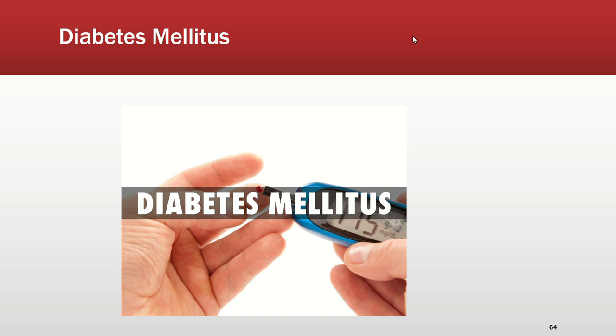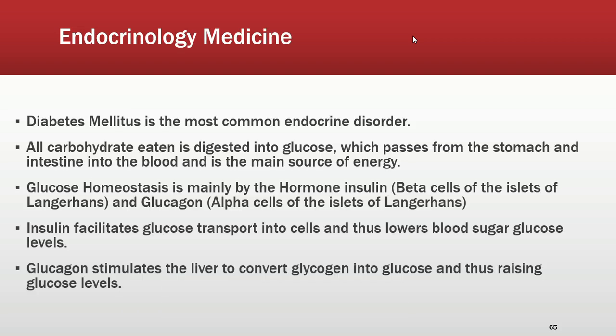Now, the normal is up to 100. That's what we call normal, between 90 to 100, 105, 110. It differs most of the time, but usually this is the normal glucose level in the serum or in the blood. It's the most common endocrine disorder.